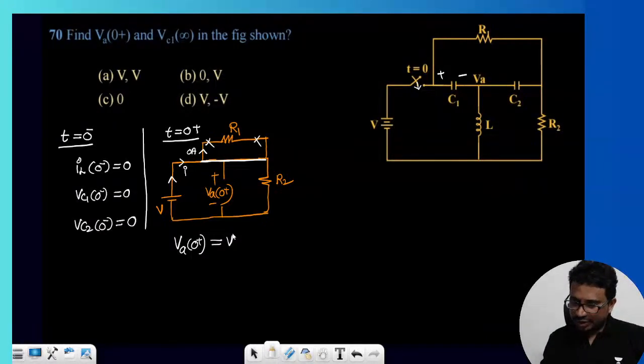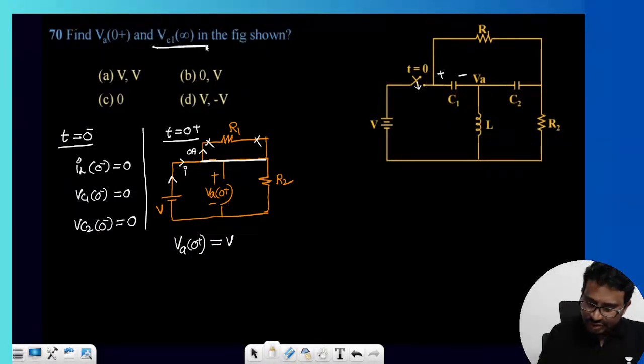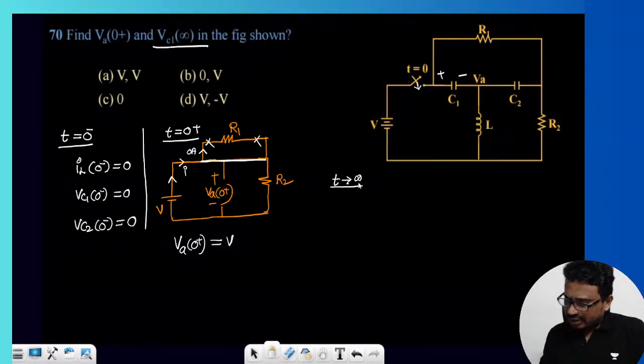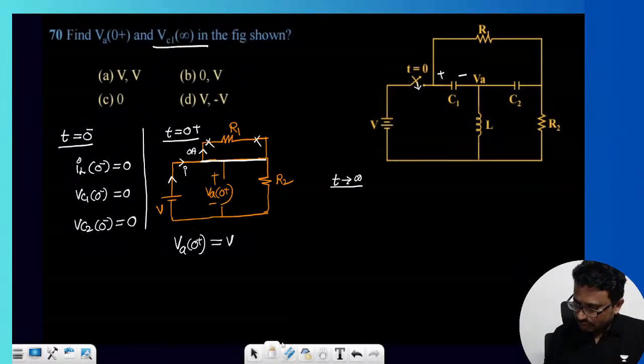Next, what else do we need to get here? VC1 of infinity, that is the steady state. As t tends to infinity, in steady state the capacitors C1 and C2 are open circuited, and how about the switch, tell me?